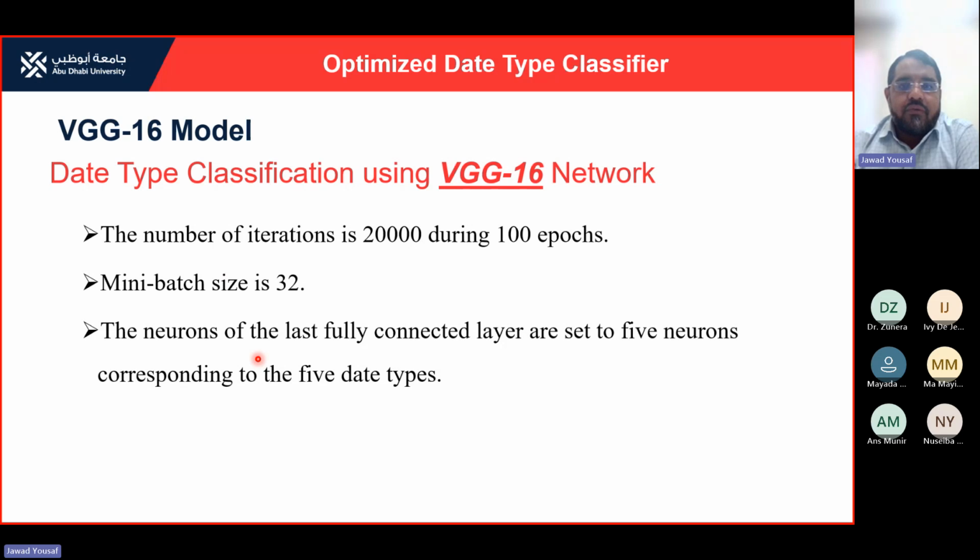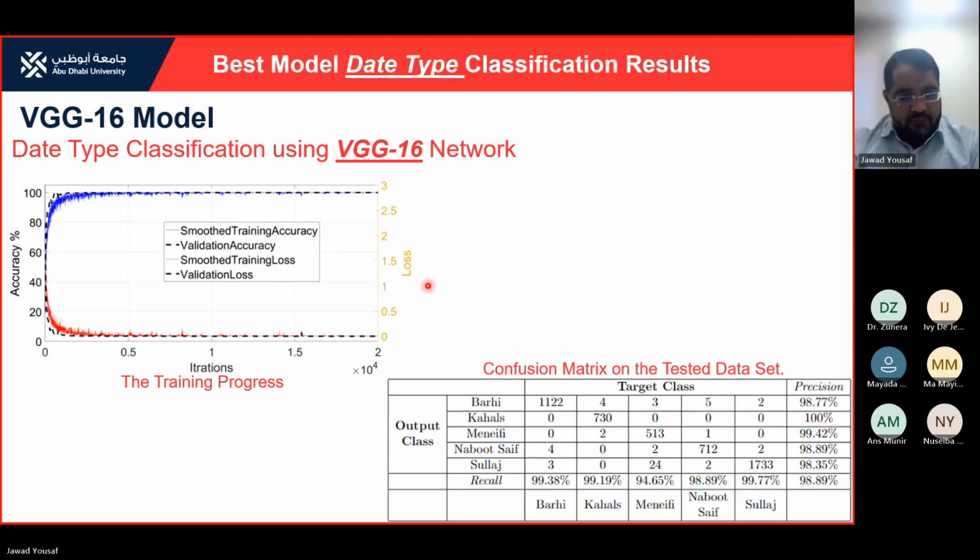So now we work on further optimization of the VGG16 model. For this, the number of iterations was set to 2000, and the mini batch size was 32. This was the setting that helped us. Then we changed the number of neurons of the last fully connected layer to 5. Why 5? Because we have 5 different date types. So the neurons in these layers can be adjusted as per the classification requirement.